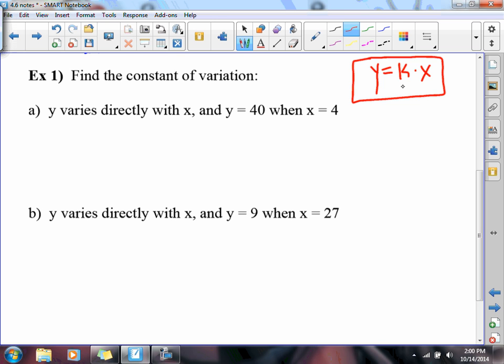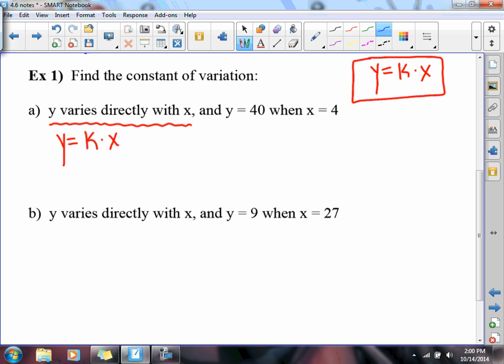Now k is going to be our constant, and then x and y are going to be the numbers that we will have values for that we will substitute in. So that's the equation that we're going to use here. When it says y varies directly with x, that means we want to use this equation. That's what this first part of part A means. And then they give you a couple values.